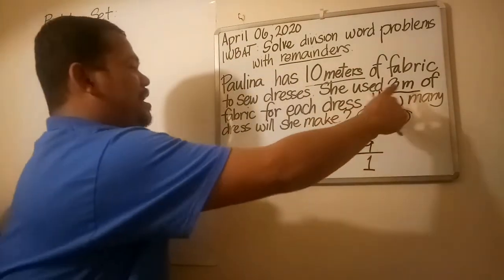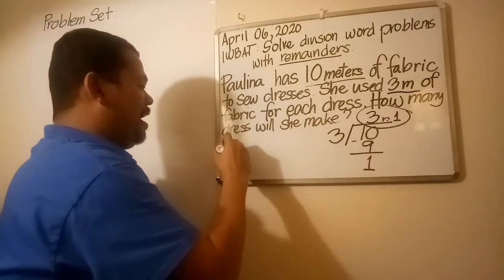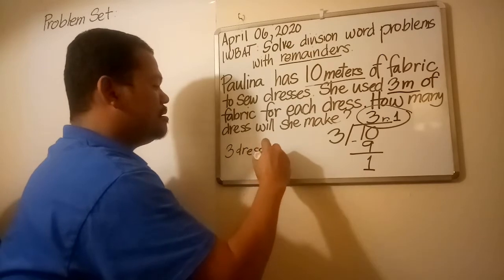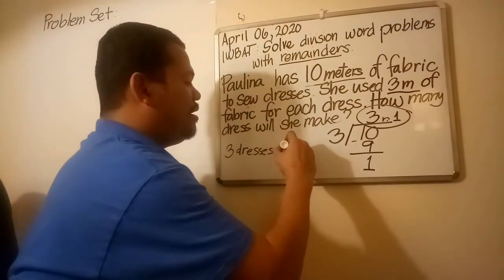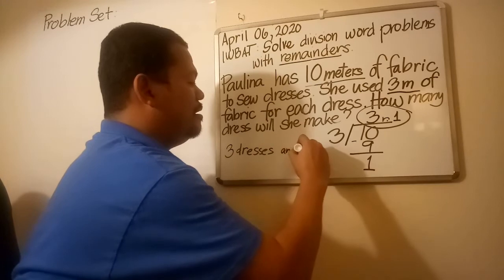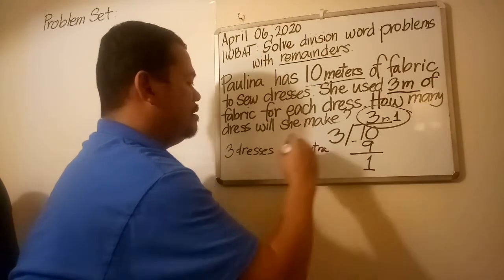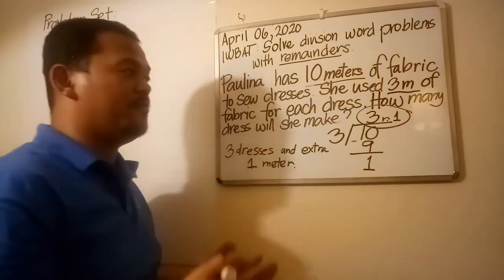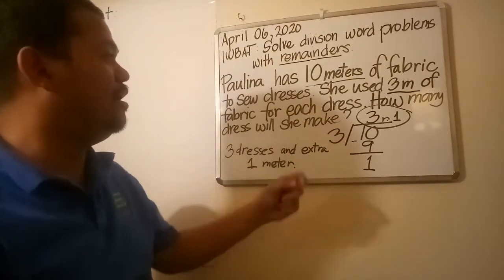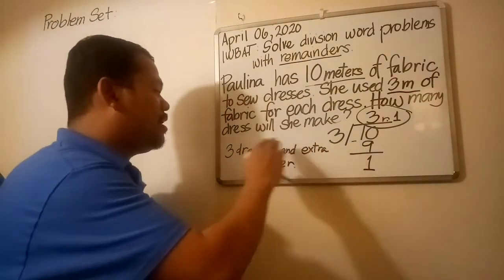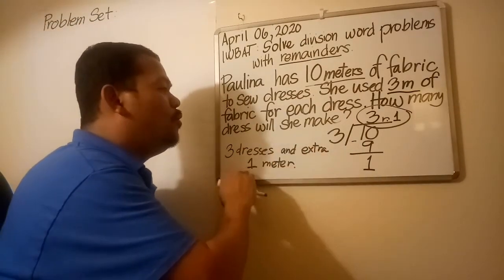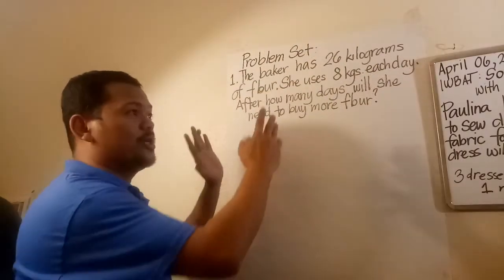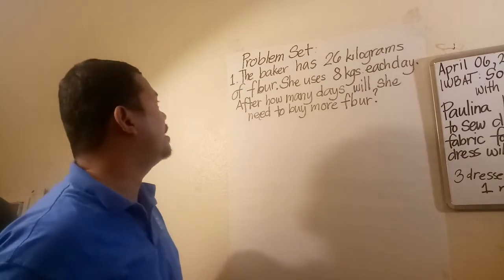Meaning to say, how many dresses will she make? She can make 3 dresses and a remainder, an extra 1 meter. Here's your final answer. Out of 10 meters, she can make 3 dresses and an extra 1 meter. There you go.